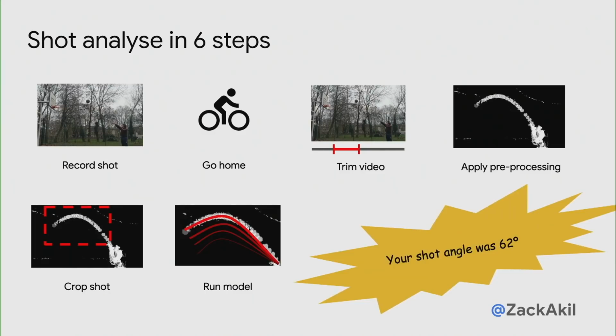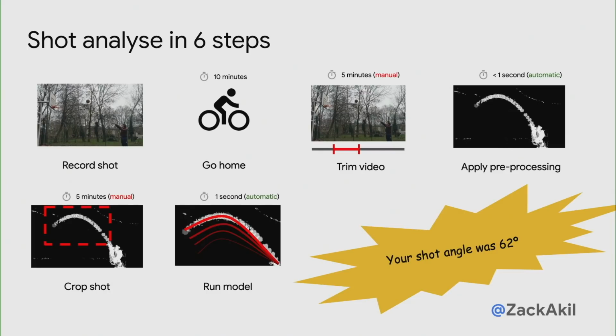So pretty straightforward. The only thing is that cycling home takes about 10 minutes. Trimming the video, I have to do that manually in Python, which takes about 5 minutes to find the point in the video. The pre-processing is super cheap. That's just a bit of Python code, subtracting one matrix from the next matrix. Cropping the shot takes about 5 minutes, manually adjusting the parameters and stuff. Running the model, it's about a second to actually fit the model if it starts at reasonable defaults.